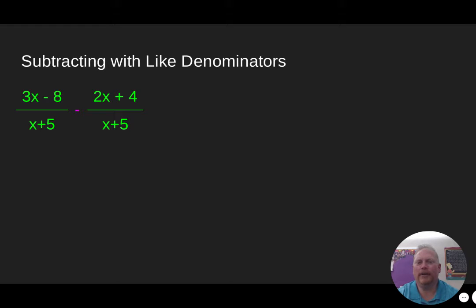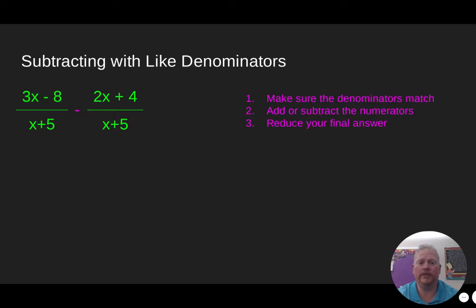So now let's start talking about subtracting. We've done addition all the way up to this, but now let's start talking about subtracting. It's not too terribly different because what we're going to do is turn it into an addition problem. So if I've got 3x minus 8 over x plus 5 minus 2x plus 4 over x plus 5. So step 1, make sure your denominators match. They do. Add or subtract the numerators.